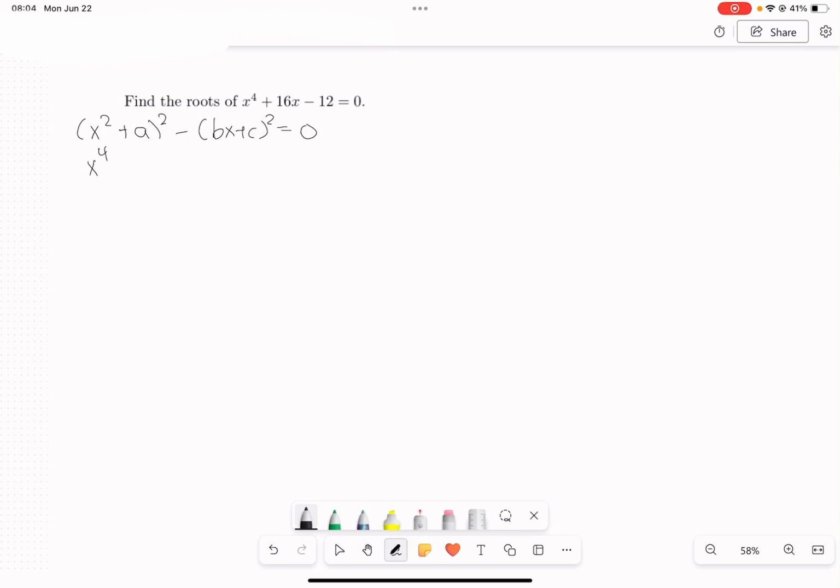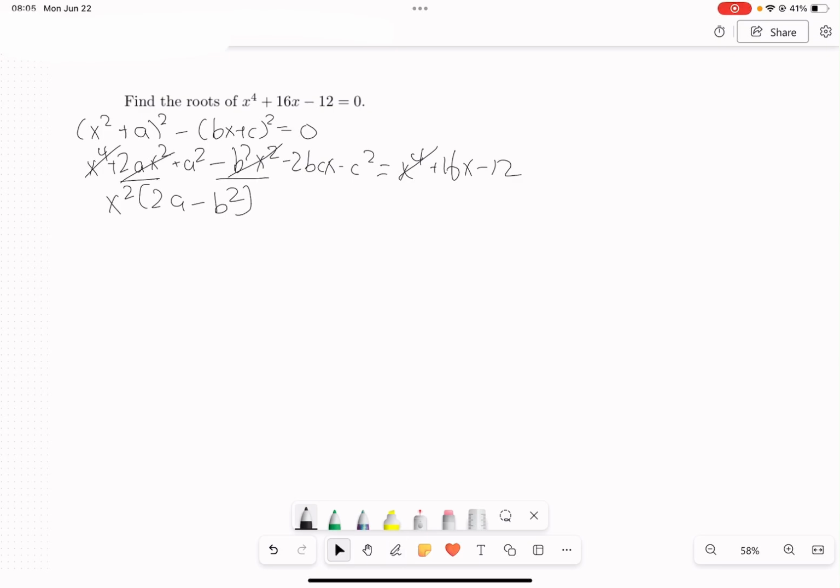Let's first expand this form. And instead of setting this equal to 0, we can set it equal to the original expression and try to combine them. So obviously this x fourth term works. For the x squared term on the left side, we have to have it equal to 0 because there is no x squared term in the original equation.